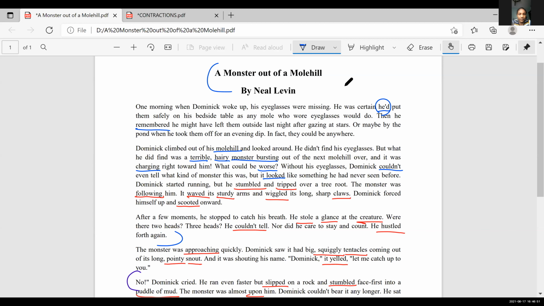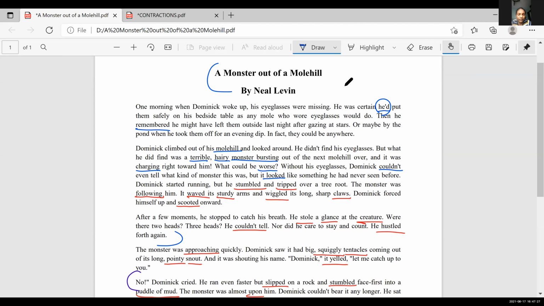The monster was following him. It waved its sturdy arms and wiggled its long sharp claws. Dominic forced himself up and scooted onward. After a few moments, he stopped to catch his breath.